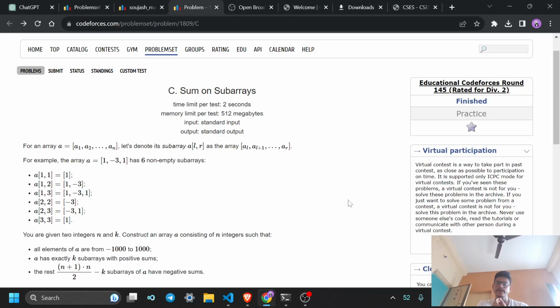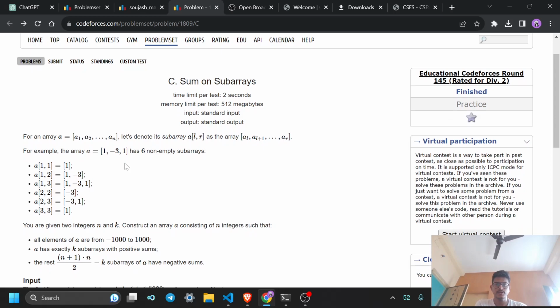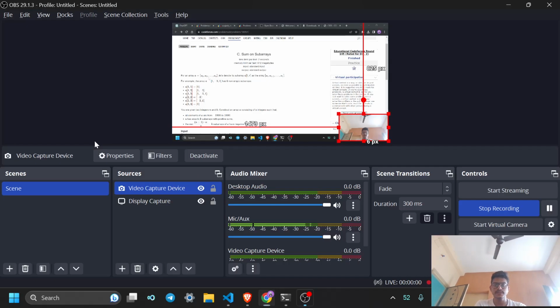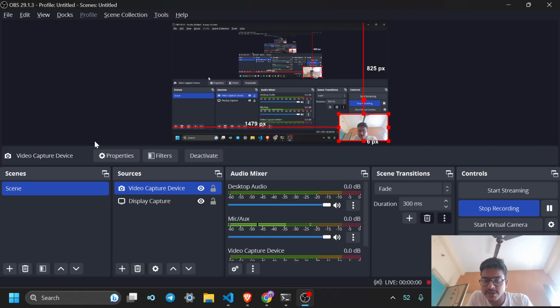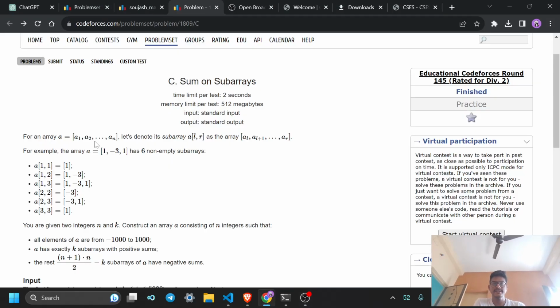So today I am going to explain this problem, Sum on Subarrays, which is Educational Codeforces Round 145, Div 2 C. So first of all, let's see what our task is in this problem. Okay, all fine. So here it is mentioned that we have an array.